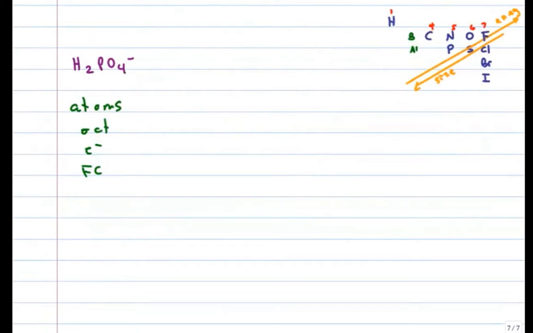I want to start with the least electronegative atom that is not hydrogen, and so I compare phosphorus to oxygen. Phosphorus is more to the left and lower, so there are two methods of identifying that it's the least electronegative, which gives me a phosphorus in the center. I have 4 oxygen atoms, so I'm going to surround it.